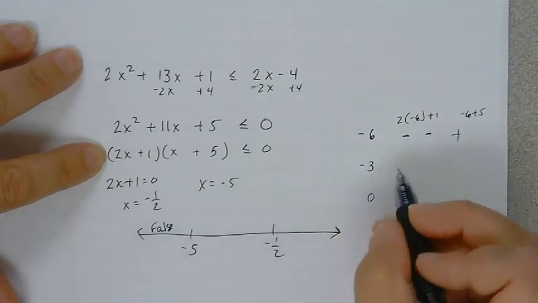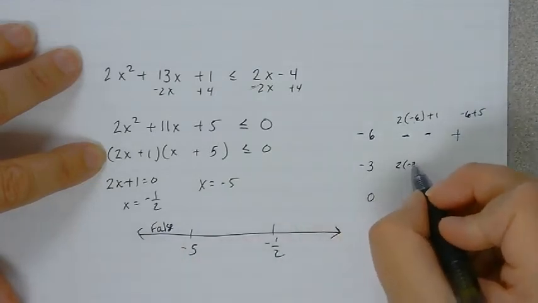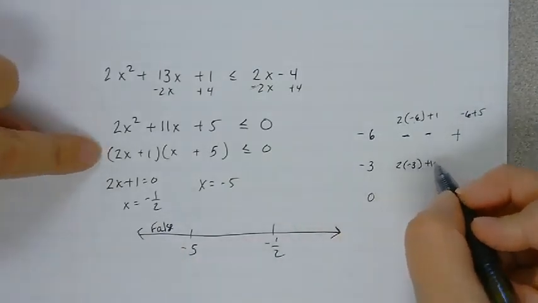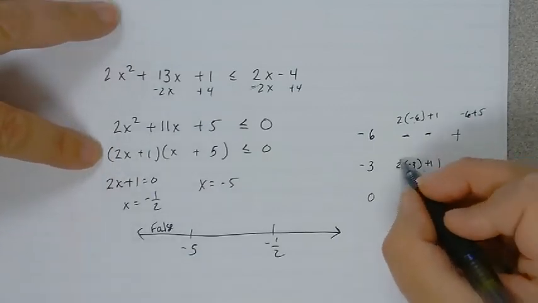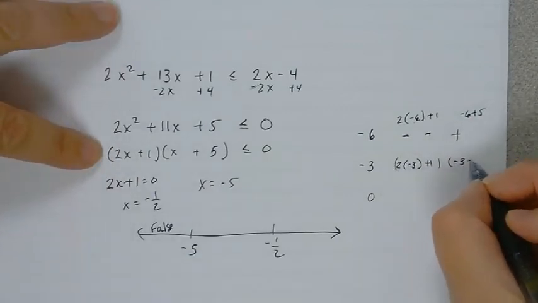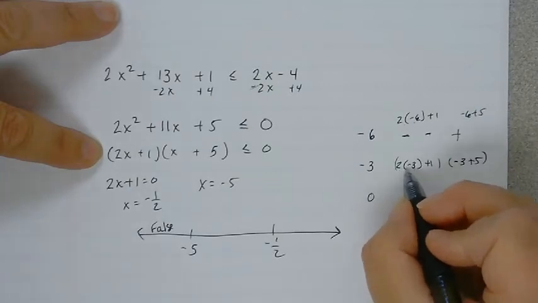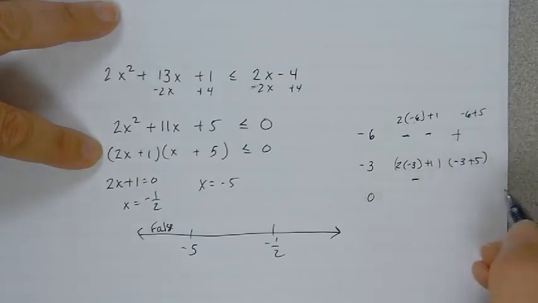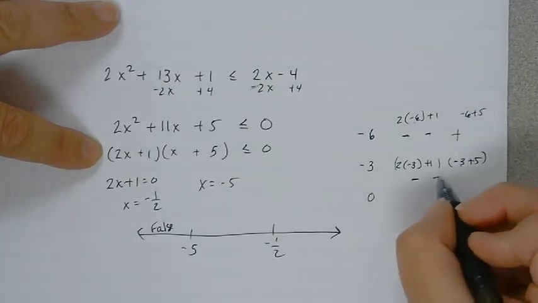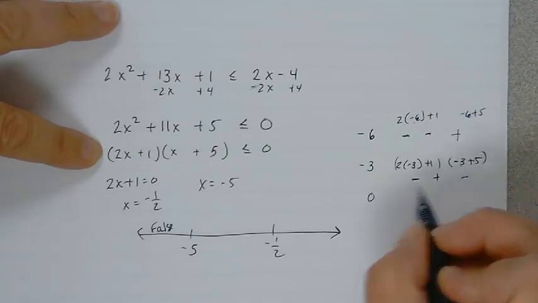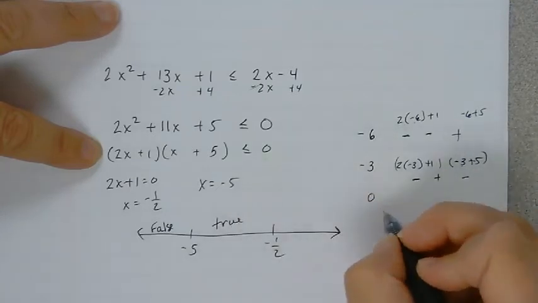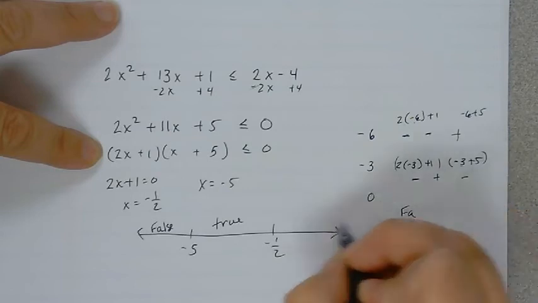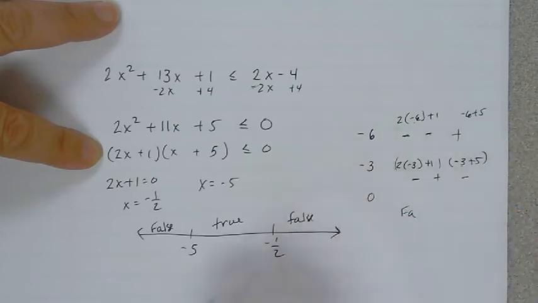I'm going to try negative 3. So 2 times negative 3 plus 1, remember I'm putting them in here. And then the other one is negative 3 plus 5. So this is negative 6 plus 1, which is negative 5, so that's negative. This is positive, and a negative times a positive is a negative. This part's true. If I test this, I'm going to find that it is false. What you should see is that every other one is true. So this is going to be shaded.